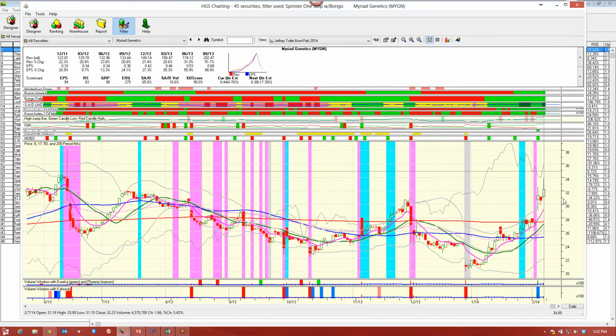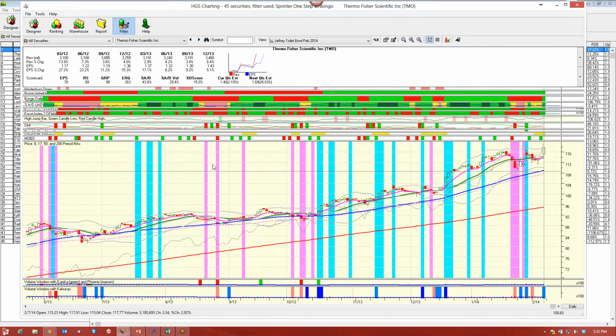Myriad Genetics up on earnings and an acquisition. Again, mostly sideways, not a great long-term trend. Like the company, I may watch the stock. Here's a long-term trend, Thermo Fisher Scientific. Breaking out to new highs, everything is green, makes money with a kahuna, nice long-term chart.